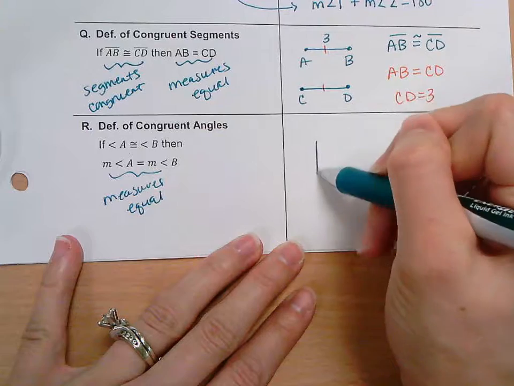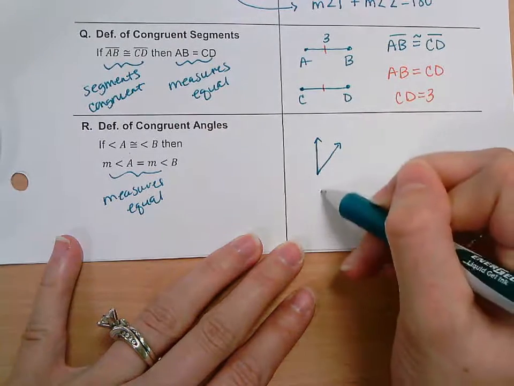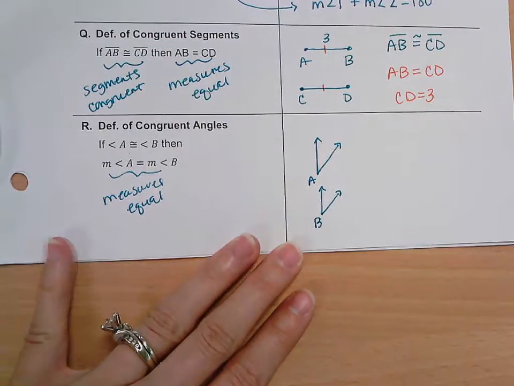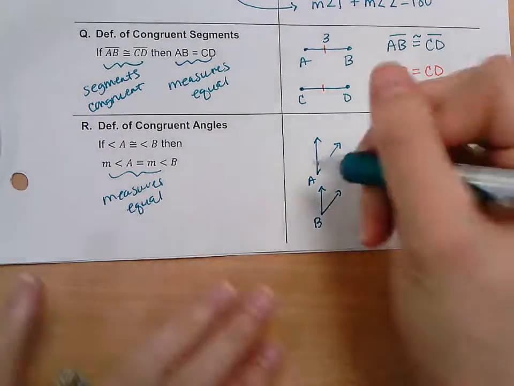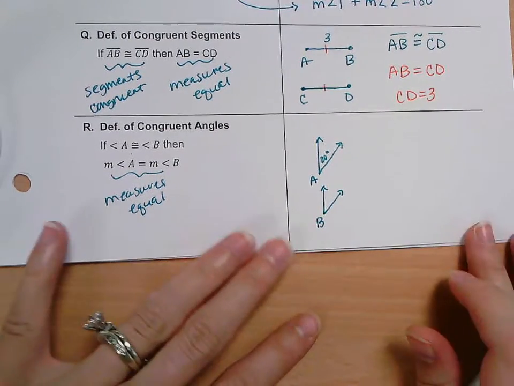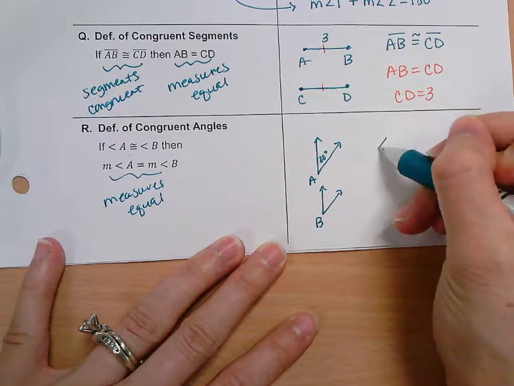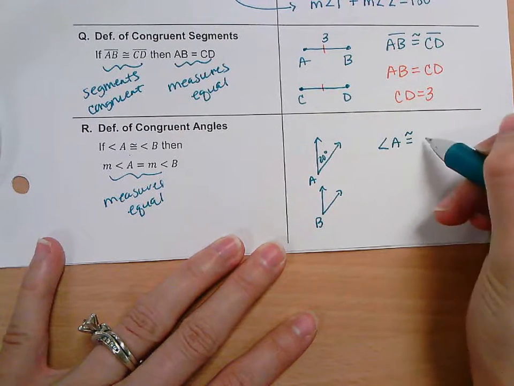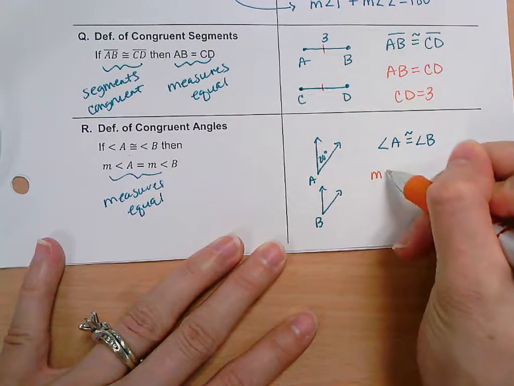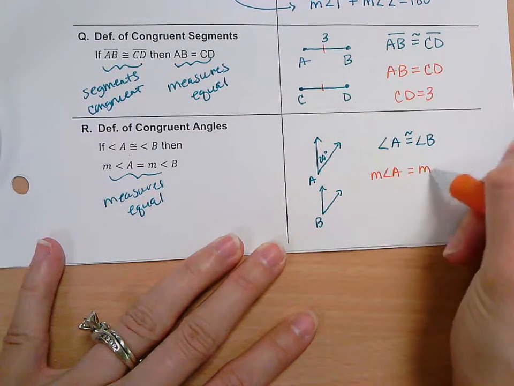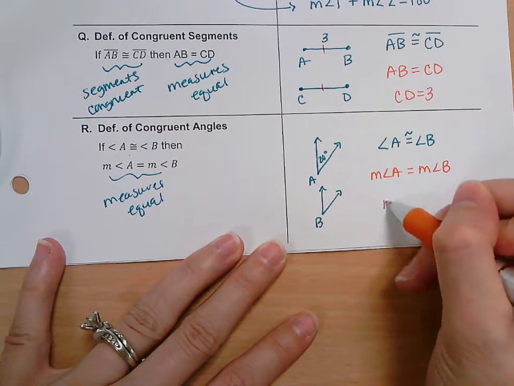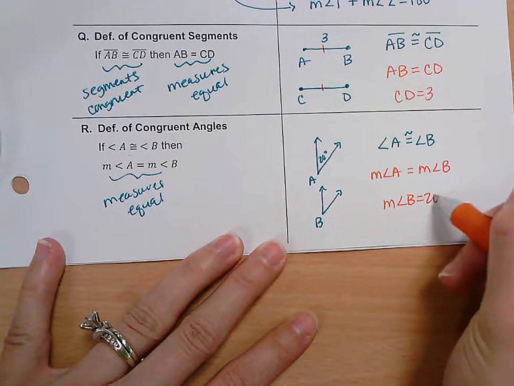I'll draw two angles. Say this is angle A, this is angle B. And I know angle A is 20 degrees. If I'm given angle A is congruent to angle B, then I can make the conclusion that the measure of angle A must equal the measure of angle B, and I know the measure of angle A is 20 degrees, so therefore the measure of angle B must be 20.